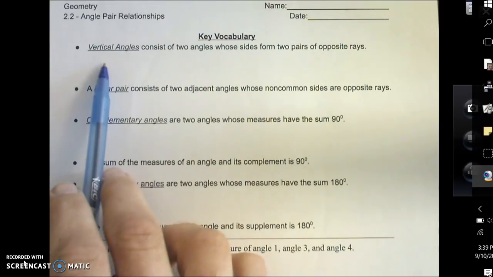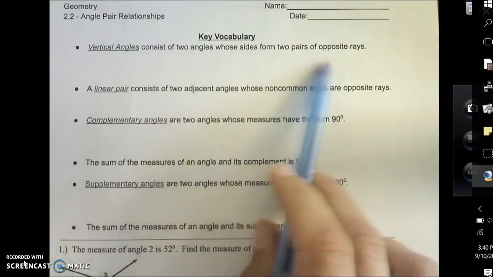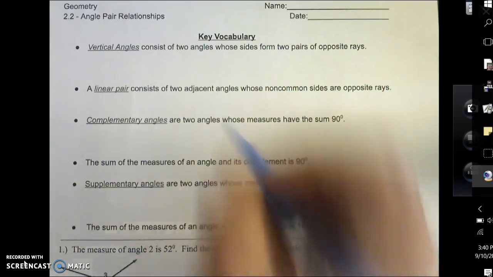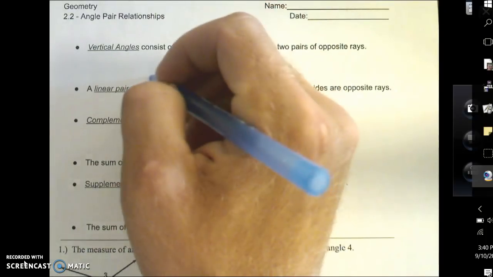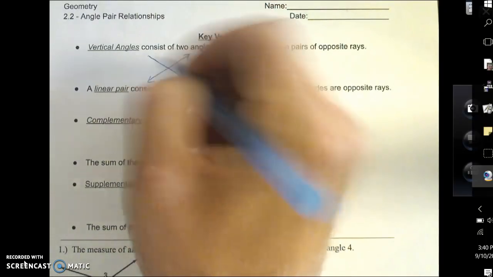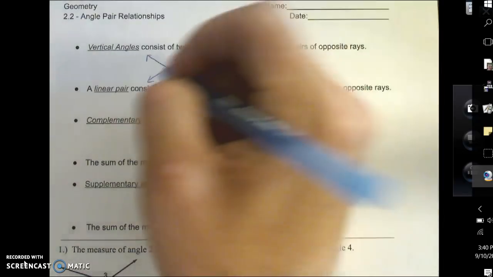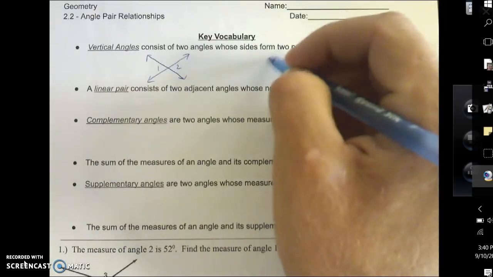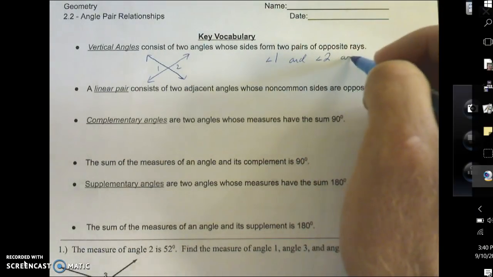To start off with, we have something called vertical angles, which consists of two angles whose sides form two pairs of opposite rays. All right, well, what is that talking about? If I draw here two lines, all right, the vertical angles are angles that are opposite of each other. So I can have, for example, angle 1 and angle 2 are vertical angles.